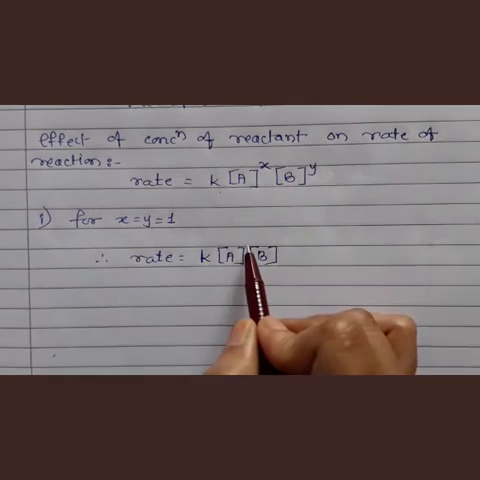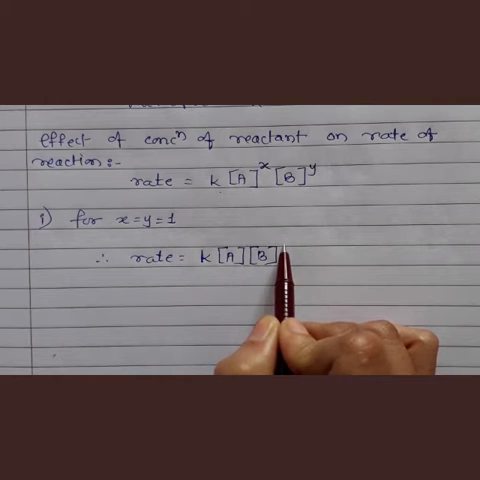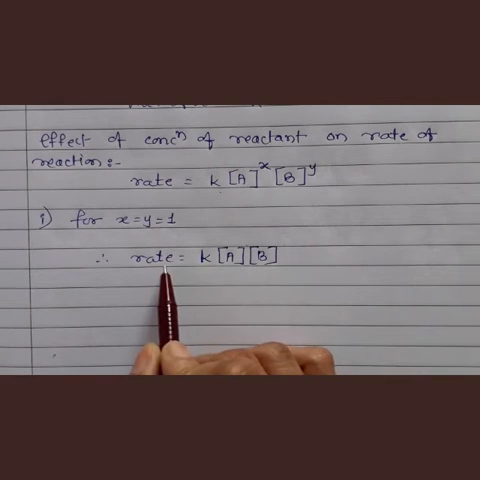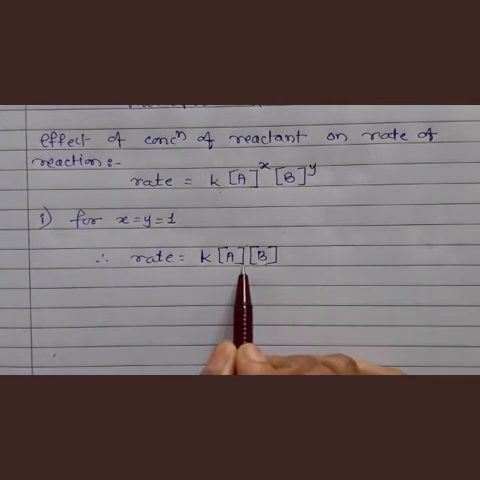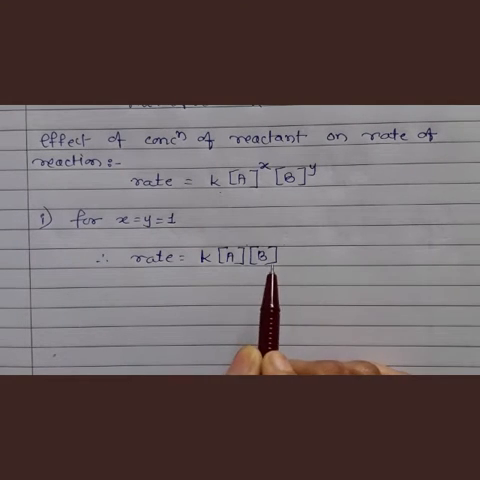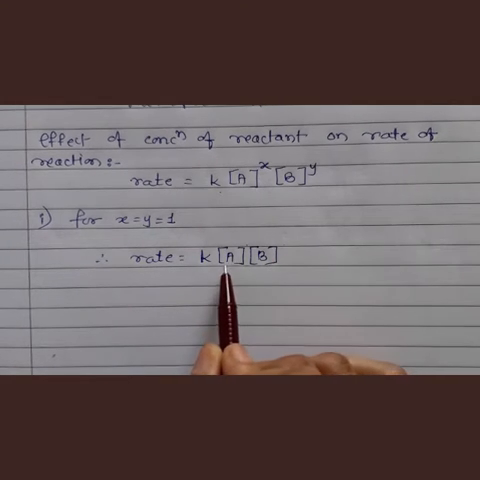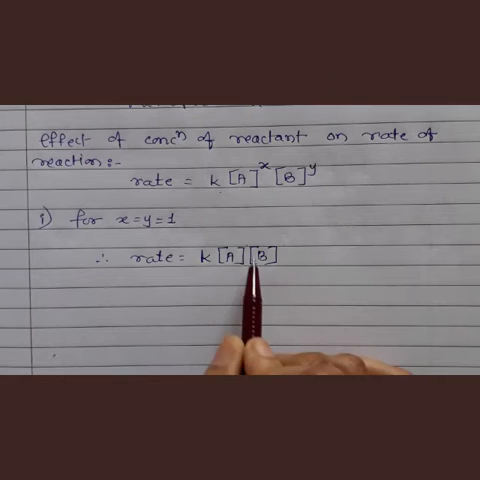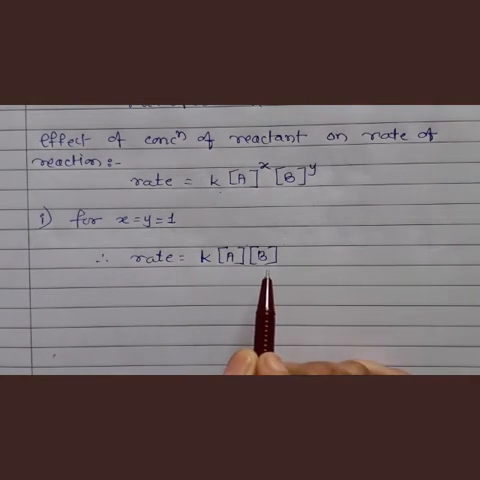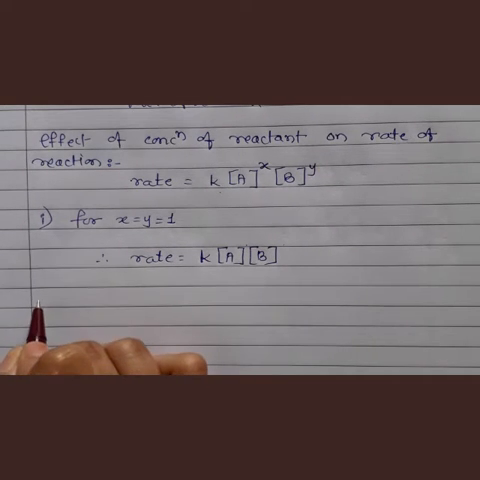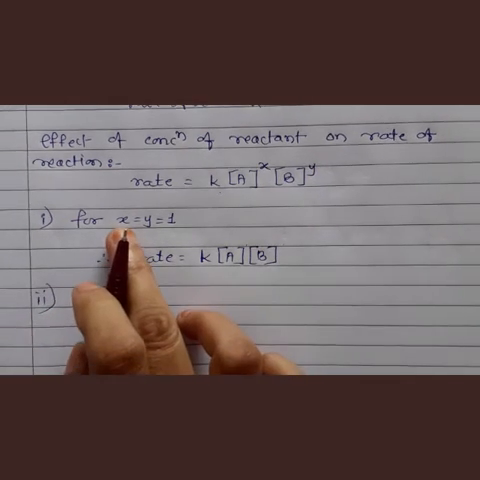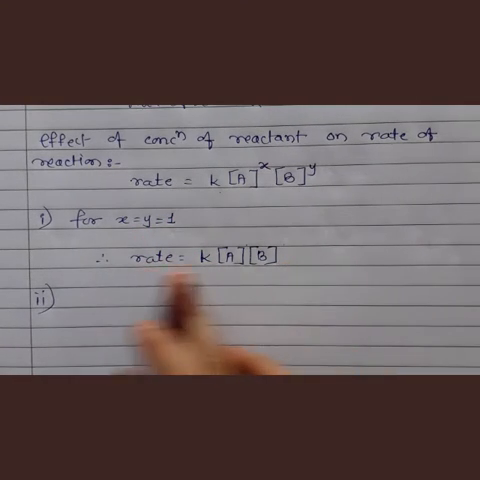Okay, here the concentration is 1, here the concentration is 1. So the rate of the reaction is equal to concentration of A multiplied by concentration of B. But if the concentration of A is doubled or the concentration of B is doubled, at that time what will happen? The rate of reaction will also be doubled. Understand? So that is the case when x and y are equal to 1, this is the rate of reaction.